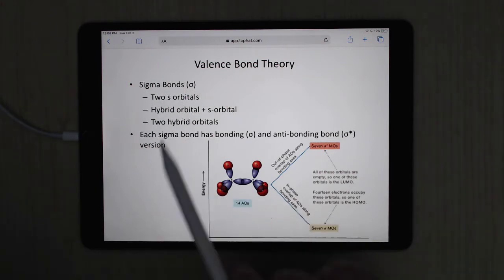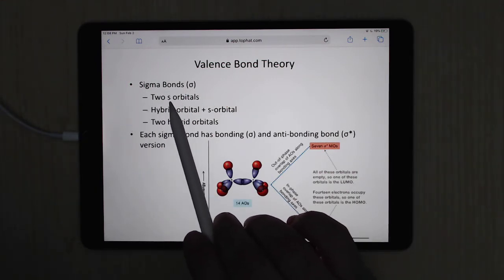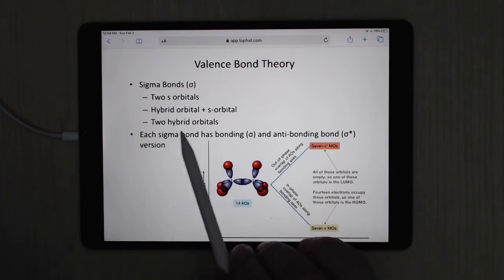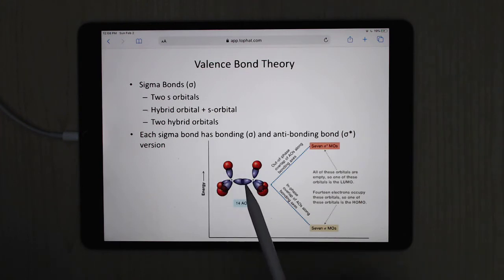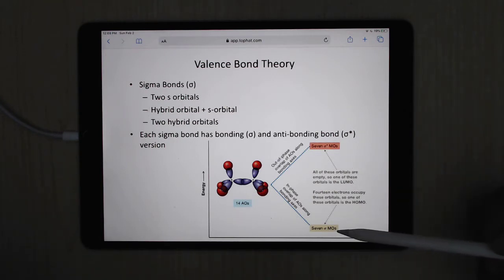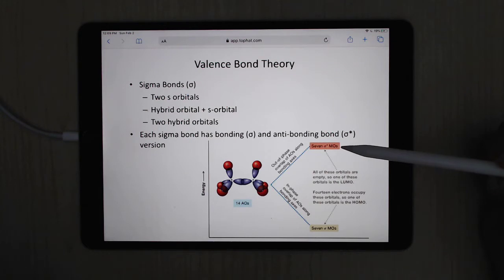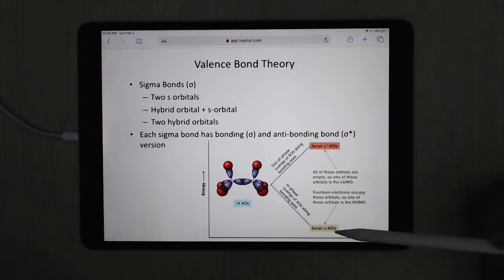And so a sigma bond, we're going to expand that a little bit. Because it has very similar properties, you can get it from 2 s orbitals, a hybrid and an s orbital, or between 2 hybrid orbitals. So this is a sigma bond, and that's a sigma bond. A sigma bond is when you make a single bond, but you can also make the equal number of antibonding. Sigma bonds turn out to be the most stable, so they are the lowest energy.